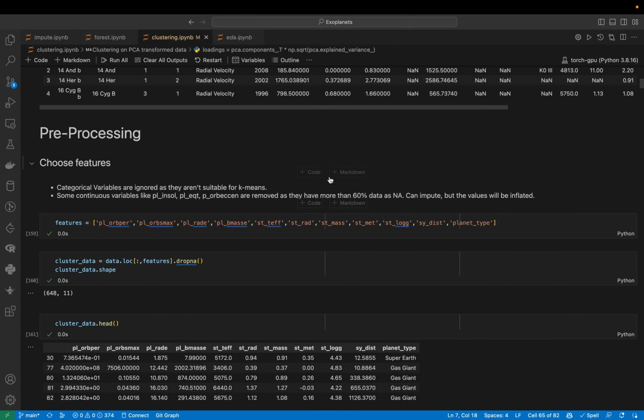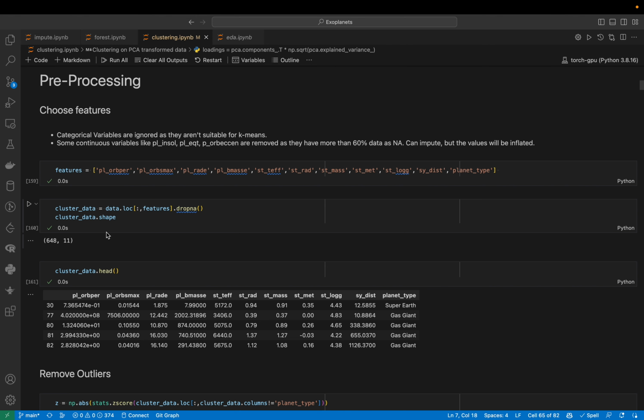K-means clustering cannot have missing values, so most of the values are dropped from the data set, and we are left with about 648 data points and 11 features, where one feature is the planet type. So we have 10 features for clustering.